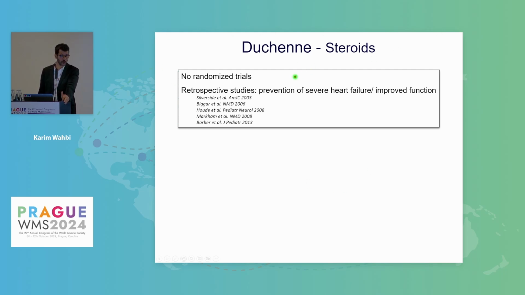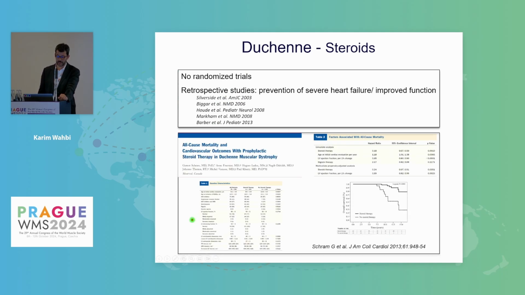And as I told you, glucocorticoids are also beneficial at the myocardial level. We have no randomized trial, we'll never have, but we have a number of observational studies, retrospective and some prospective. I think the most interesting one is probably this one, showing that kids treated with glucocorticoids early had better long-term outcomes and less terminal heart failure.